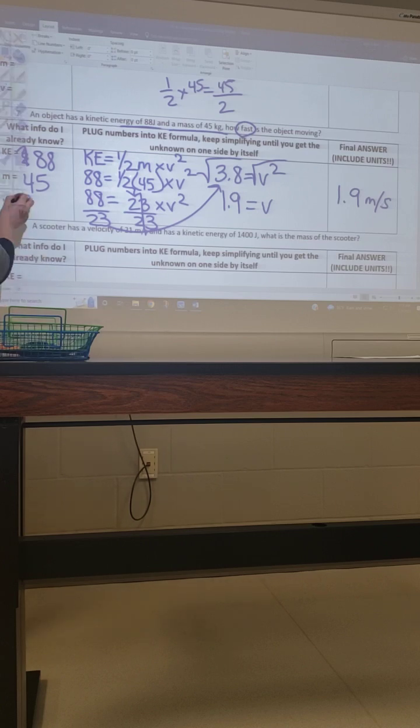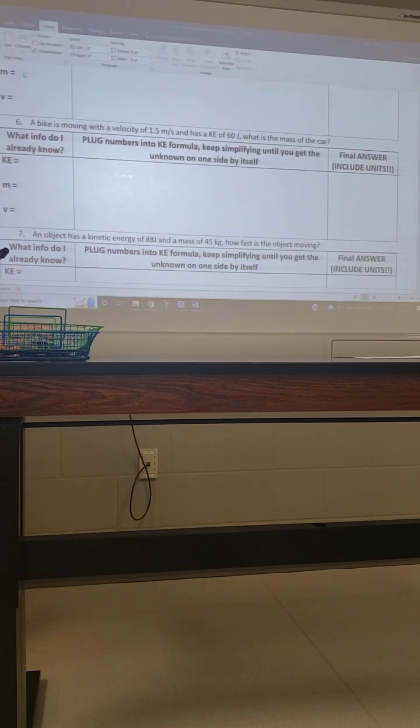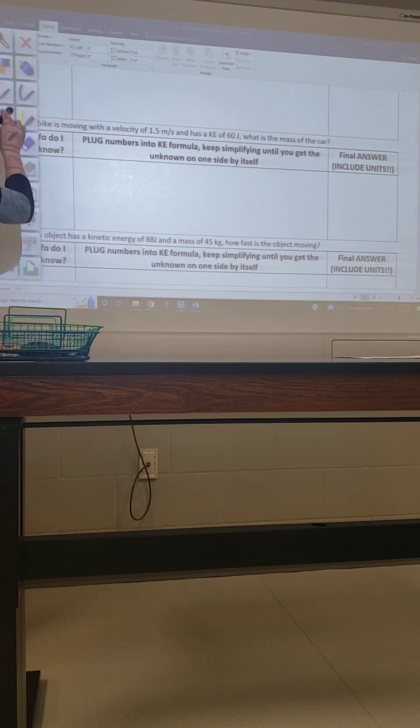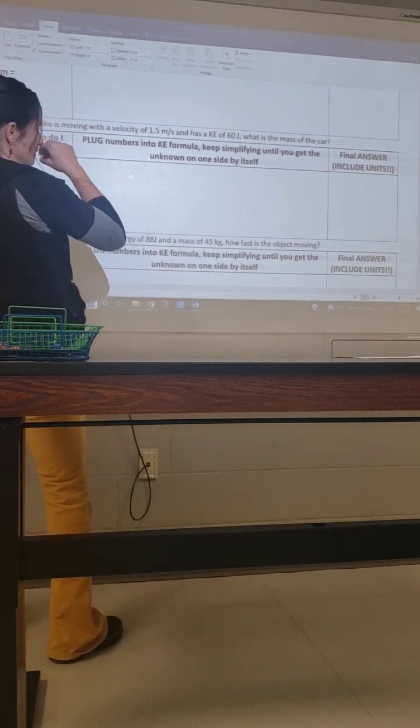So 5 and 7 are examples for solving for velocity. Let's go to number 6. A bike is moving with a velocity of 1.5 meters per second and a kinetic energy of 60 joules. What is the mass of the car? Give me something to underline. 1.5. Okay, 1.5?